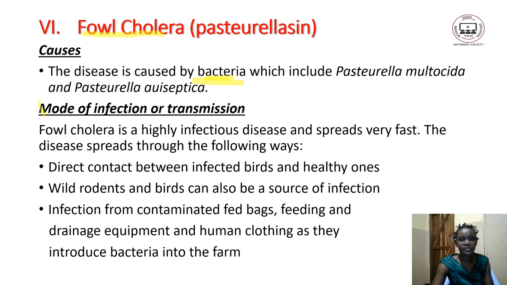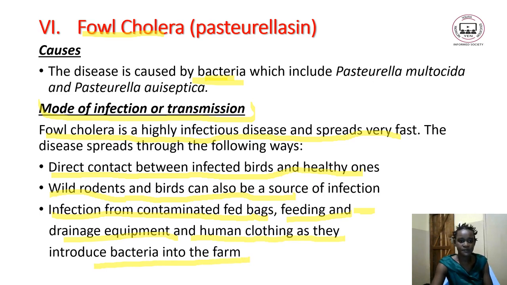On the mode of infection or transmission, fowl cholera is a highly infectious disease, and it will spread very fast. It can be spread through the following ways: direct contact between infected birds and healthy ones. Wild rodents and birds can also be a source of infection, and infection can come from contaminated feed bags, feeding and drinking equipment, as well as even human clothing. They may also introduce some bacteria into the farm.